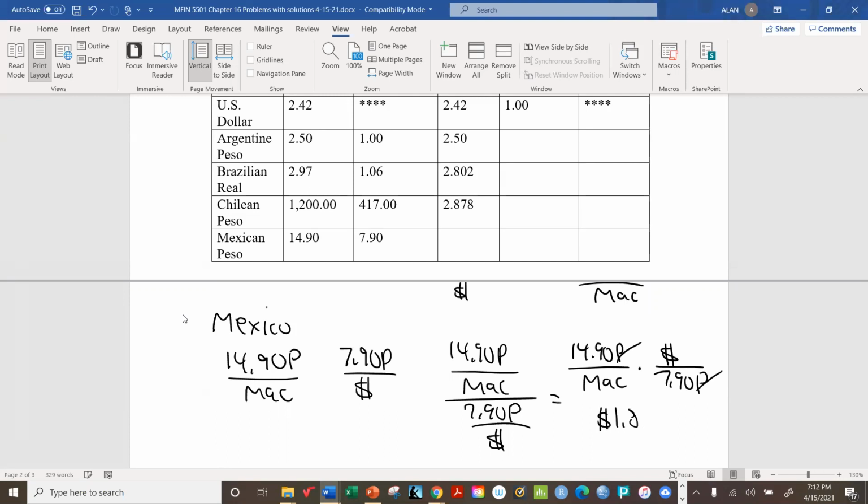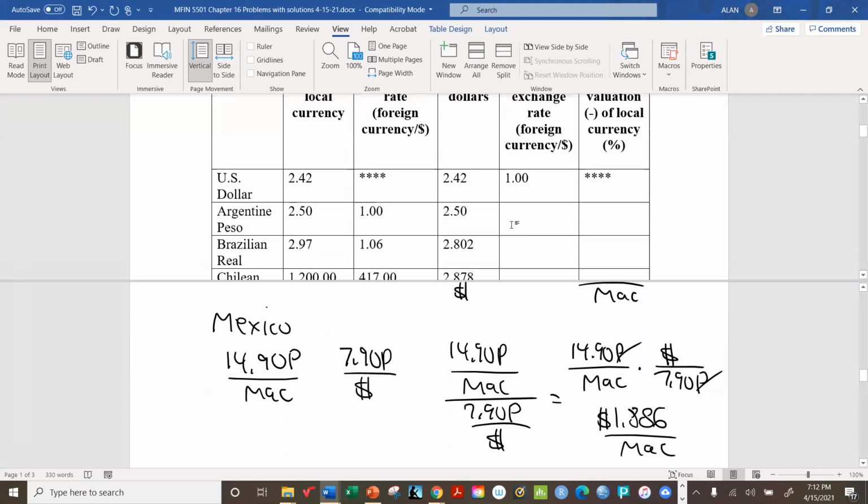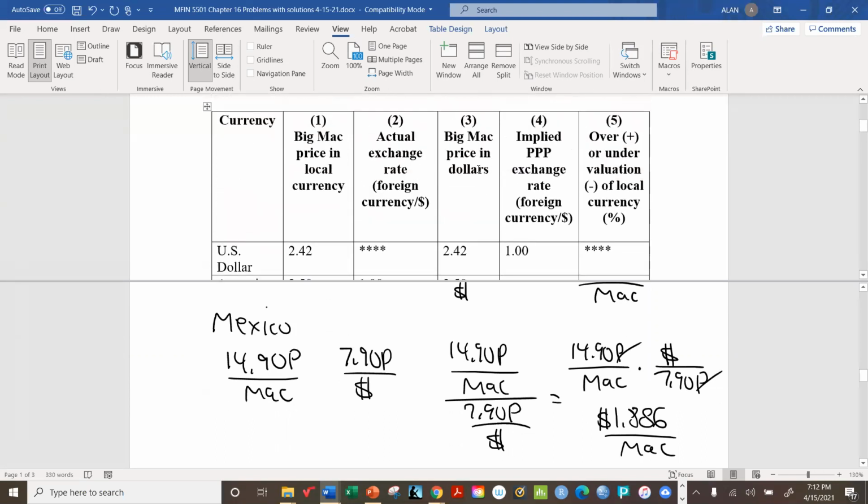1.886 dollars per Big Mac in Mexico. So this is the only country where the Big Mac is actually cheaper than in the United States. All right, now that's column 3. Now the implied PPP exchange rate, what would that be?